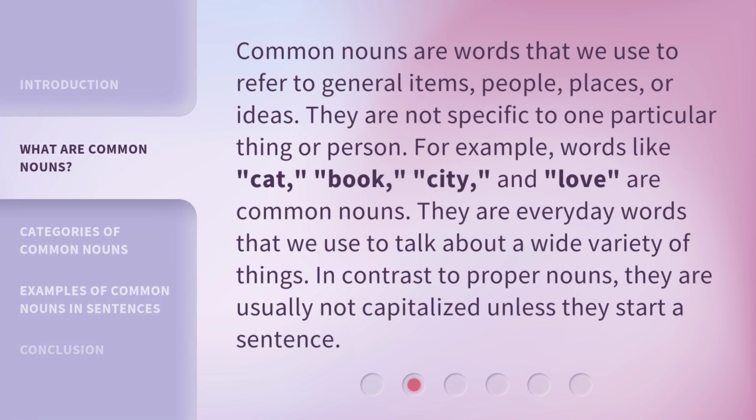Common nouns are words that we use to refer to general items, people, places, or ideas. They are not specific to one particular thing or person. For example, words like cat, book, city, and love are common nouns. They are everyday words that we use to talk about a wide variety of things. In contrast to proper nouns, they are usually not capitalized unless they start a sentence.